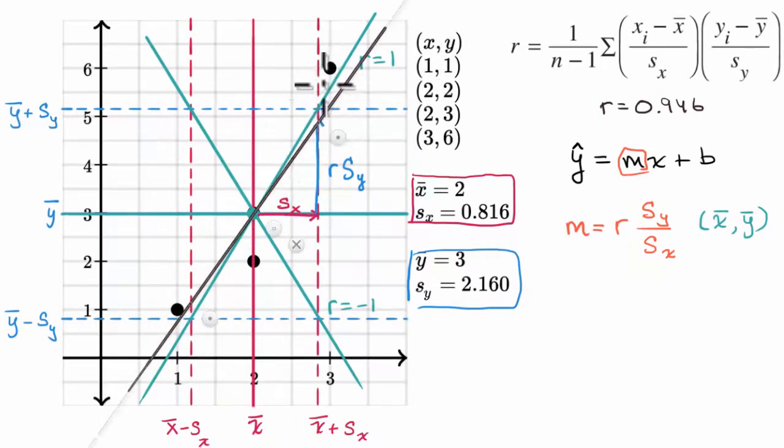I'm not proving it here in this video. But now that we have an intuition for these things, hopefully you appreciate this isn't just coming out of nowhere and is some strange formula. It actually makes intuitive sense. Let's calculate it for this particular set of data. m is going to be equal to r, 0.946, times the sample standard deviation of y, 2.160, over the sample standard deviation of x, 0.816.